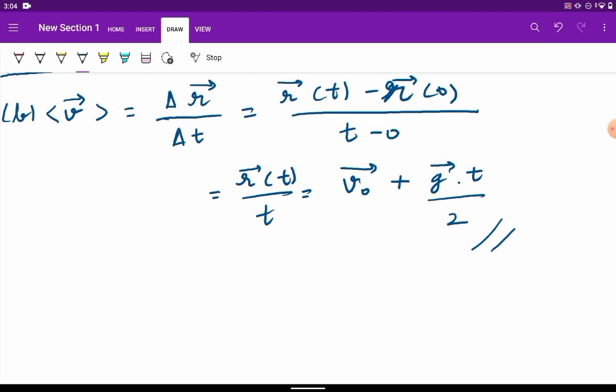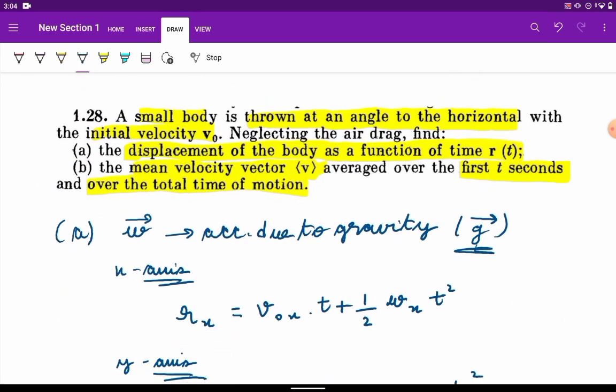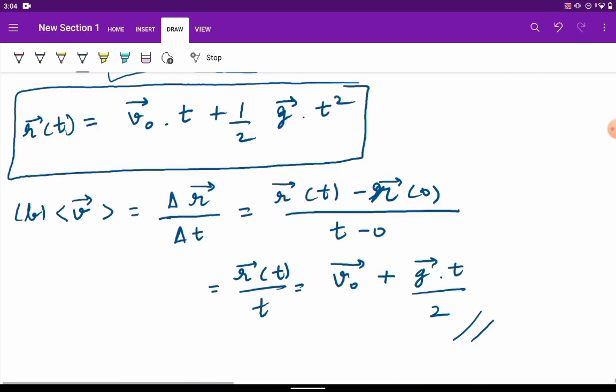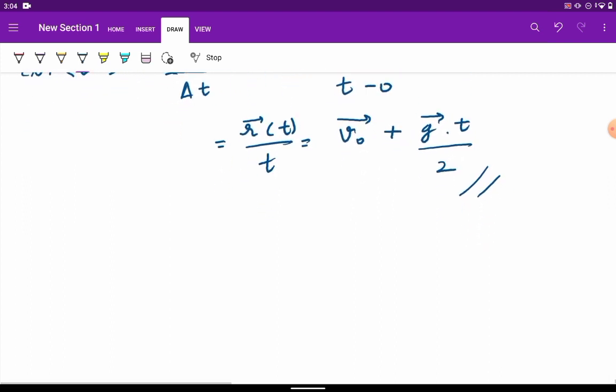But the next thing that they're asking is over the total time of motion. Okay, so we have to find out what is the total time of motion, and we have to substitute in this equation. So what is the total time of motion?